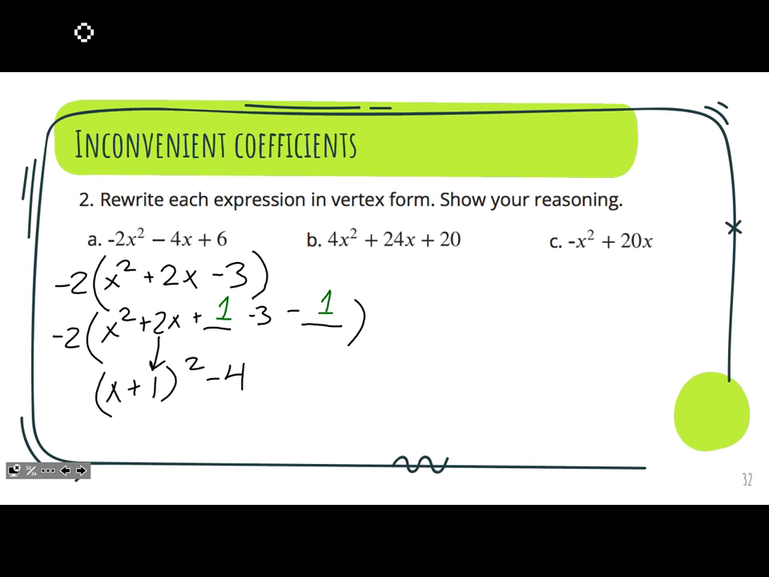So now we have it in vertex form, except for the last step that I have to do: that -2 is still chilling on the outside. I'm going to multiply that back in. So my final answer is going to be -2 (x plus 1) squared plus 8. And again, the +8 is because we multiplied by -2. So now my vertex is at (-1, 8). Okay.